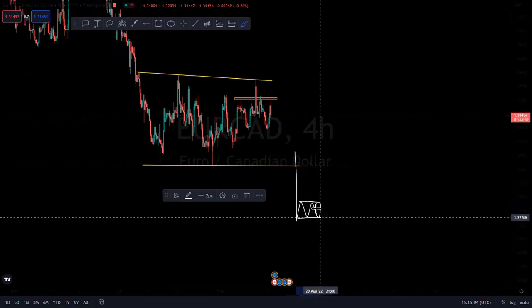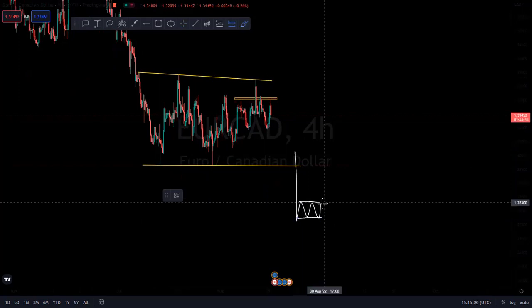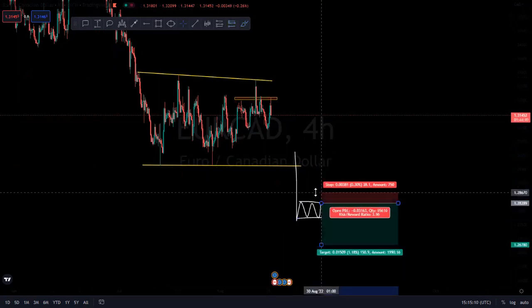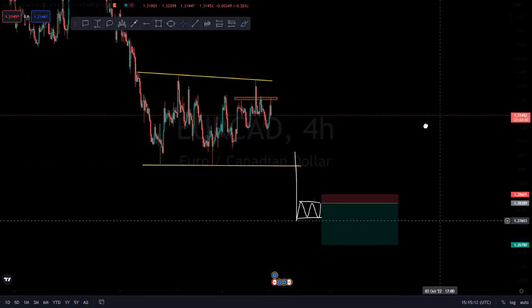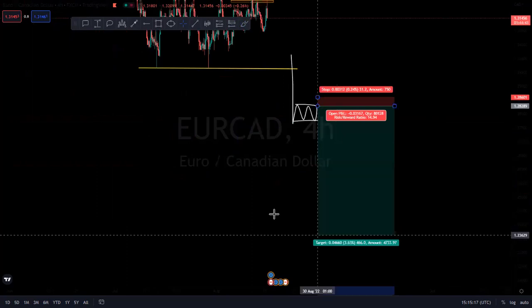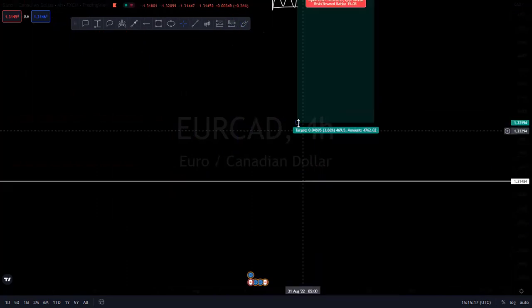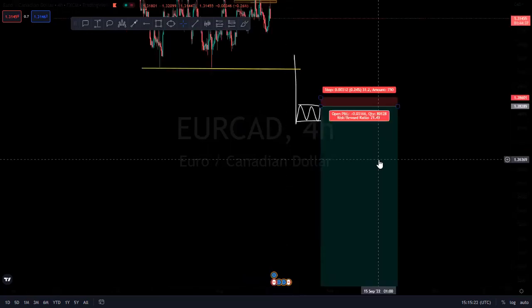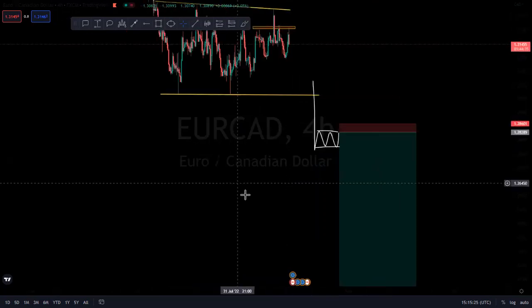When I get something like this, that's when I'll enter. Risk entry, 30 pip stop, and then we move to this level, which is a good 21%.